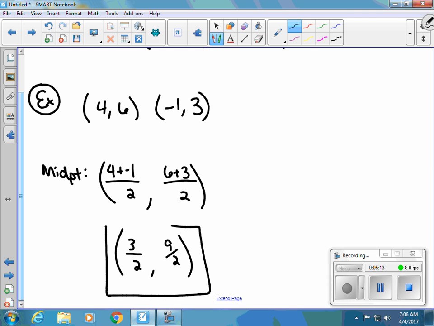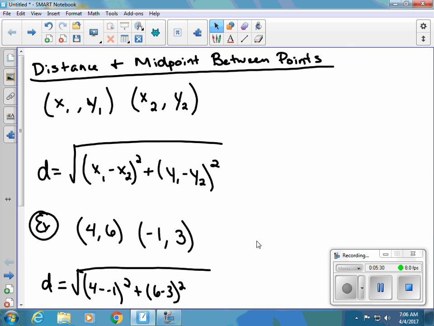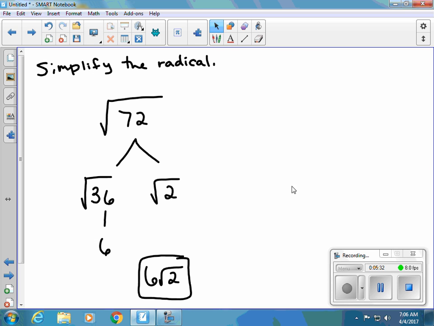Final answer. Again, leave it as improper fractions. I don't want to see any decimals. Granted, I know it's just over 2, but the point being, just leave it as improper. So that's our midpoint formula. This is our distance formula. And here we just simplified the radical just as a refresher.